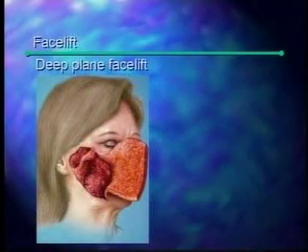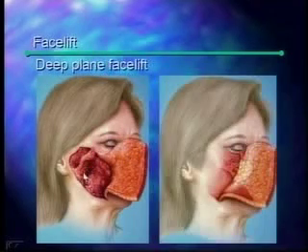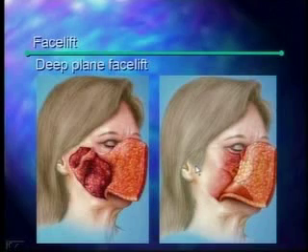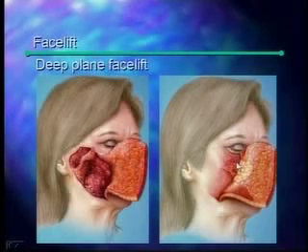The deep plane facelift involves elevation of not only the skin, but these deep structures by elevating this SMAS layer. This SMAS can be elevated anteriorly to the point that the muscles of the face are visualized. It's important to note that the facial nerve runs underneath these muscles and is protected during this surgery.